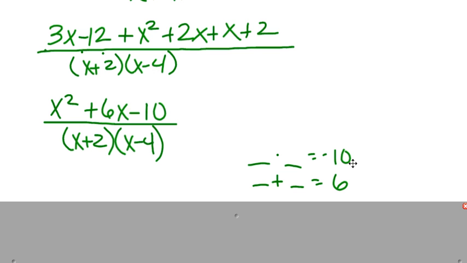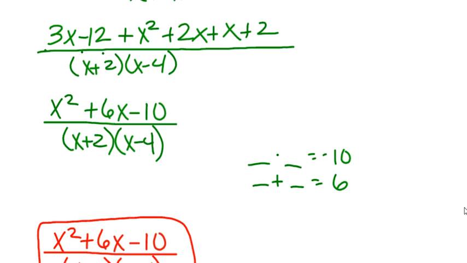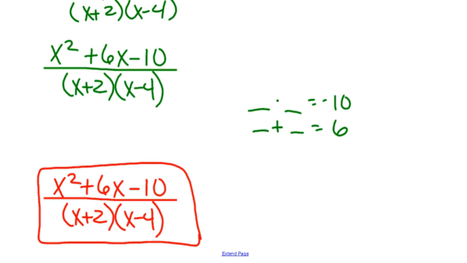Well, my options for 10 are using a 2 and 5, and if it's got to be negative, one of them has to be negative. That will not give me a sum of 6. Another possibility for multiplying to get 10 would be 1 and 10. Again, I can't use a 1 and a 10, either one of them being negative, and end up with a 6. So our final simplified form is x squared plus 6x minus 10 divided by x plus 2 times x minus 4.